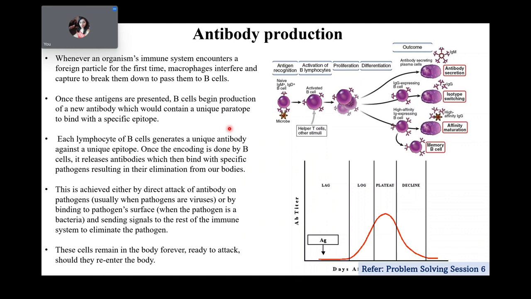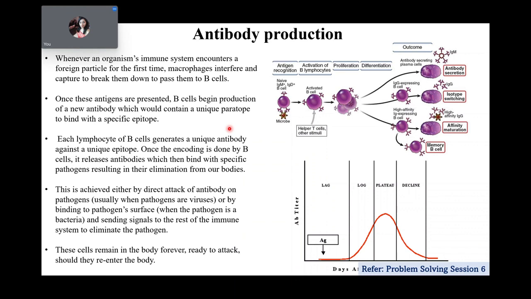How does that happen? As we have already seen, it can happen via direct mode, where the antibody directly binds to the pathogen, or it binds to the pathogen surface and then recruits several other components from the immune system to eliminate the pathogen. And then there are some memory cells which remain in the body, which respond to a secondary attack by the antigen with a faster response.